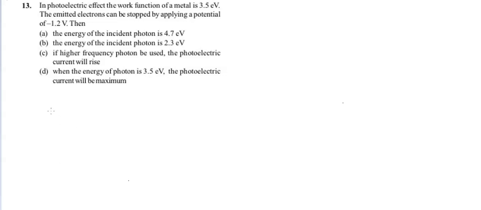Hello students, this is a problem in photoelectric effect. First let's read the problem. In photoelectric effect, the work function of a metal is 3.5 electron volts. The emitted electrons can be stopped by applying a potential of minus 1.2 volts. Then you have four options here.